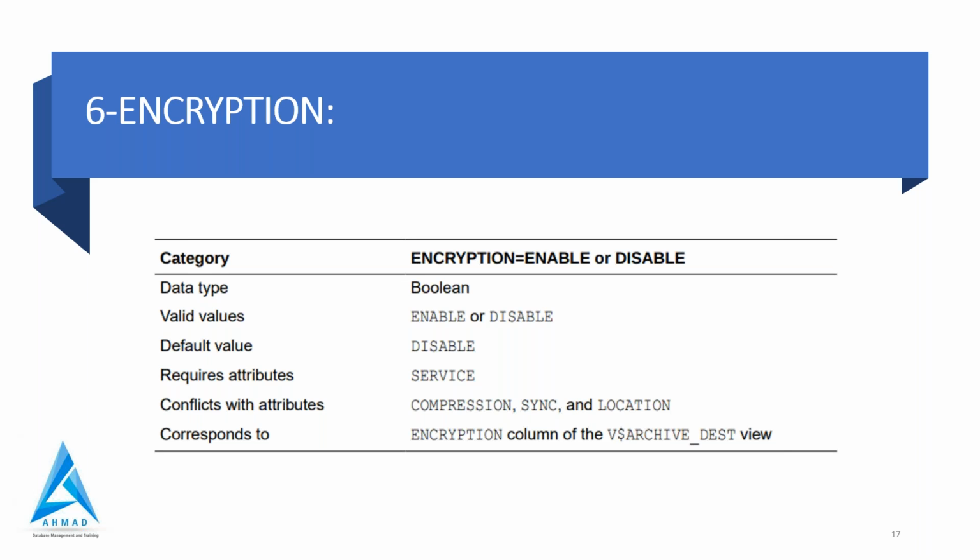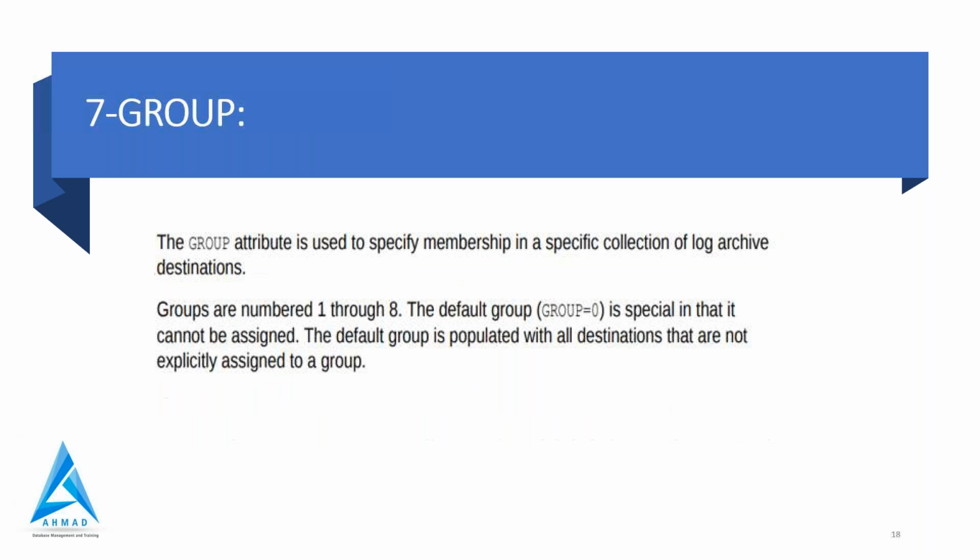In V$ARCHIVE_DEST, there is an ENCRYPTION column that will show whether encryption is enabled or not. If you are using the encryption attribute, your COMPATIBLE parameter must be 11.2.0.4. This attribute was introduced from 11.2.0.4, so you can use it only from that release. You can define LOG_ARCHIVE_DEST_3 equals SERVICE equals service name, then ENCRYPTION equals ENABLE. Like this you can use that.